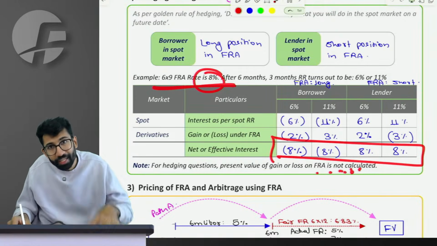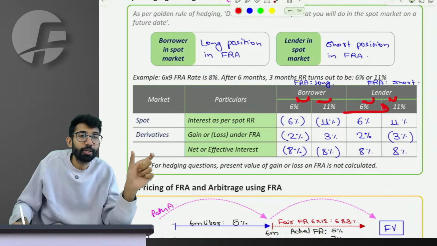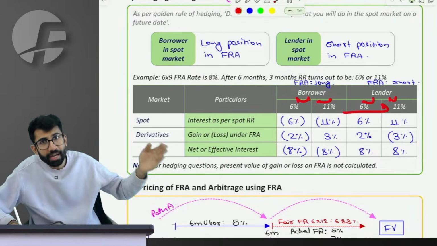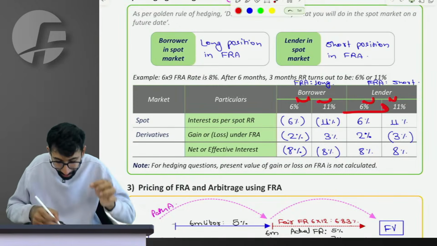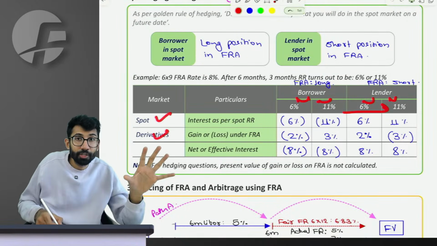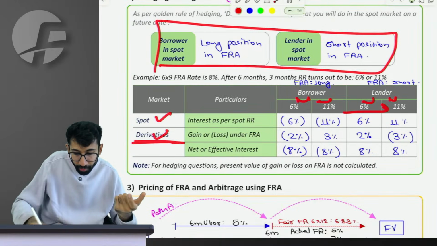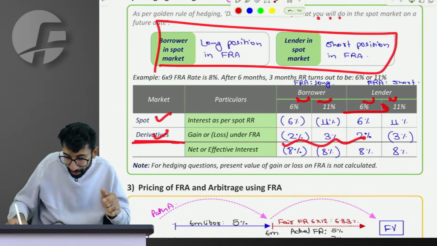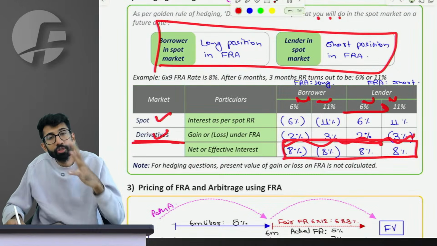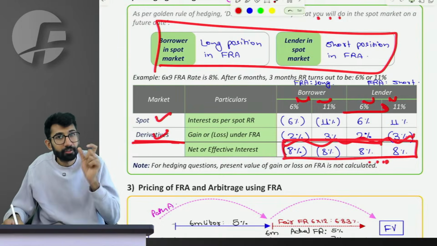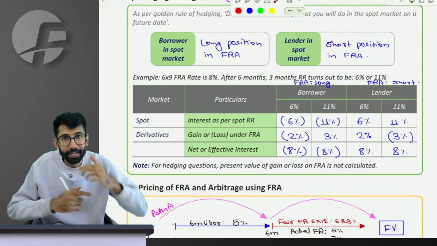Are you feeling that you are hedged? Irrespective of the uncertainty of the spot market, the rate that will be there after 6 months for a period of 3 months was uncertain. But when there is an uncertainty in the spot market, you can hedge it by taking a position in the derivative market that you took here through the golden rule. And this position has created the gain or loss such that overall, net of both the markets, you remain hedged, remain fixed at the rate of 8%. Could I please explain it to you?